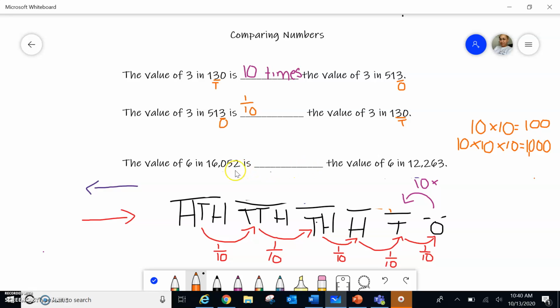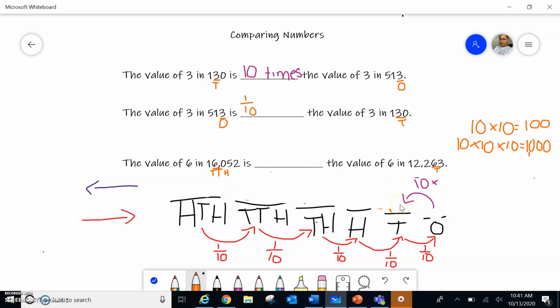All right, and now let's try one more. The value of the 6 in 16,052 is blank the value of 6 in 12,263. All right, so this place is the 10,000s place. And this is the tens place. So now I need to see how much larger is this 6 in comparison to this 6.